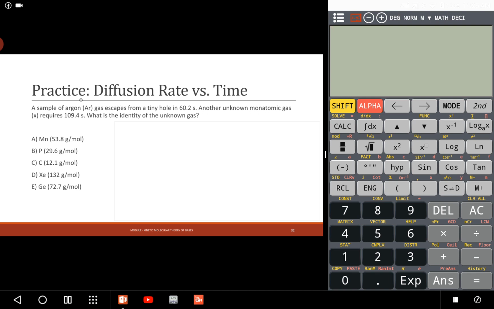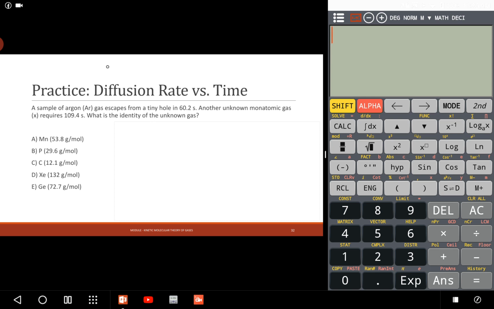Okay, let's go over this. It says a sample of argon gas escapes from a tiny hole in 60.2 seconds. Another unknown monatomic gas, X, requires 109.4 seconds. What is the identity of the unknown gas? So we are actually solving for the molar mass of the gas.